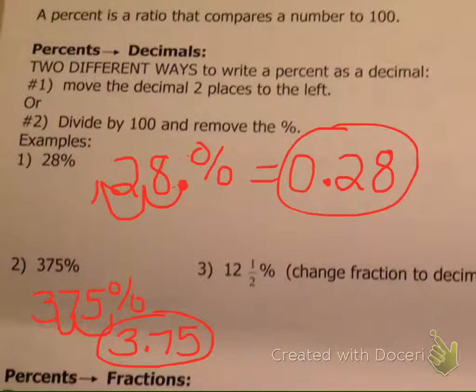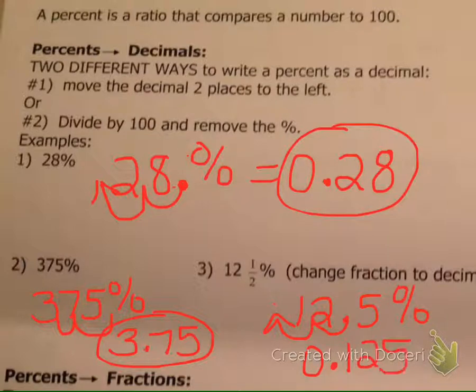What I would do is I would change that fraction to a decimal, so you know where your decimal is. You have 12.5, the 1/2 is 0.5, and you're going to move this decimal two places to the left, so you're left with 0.125, which is 125 thousandths. And that's all you have to do when you're converting a percent to a decimal.